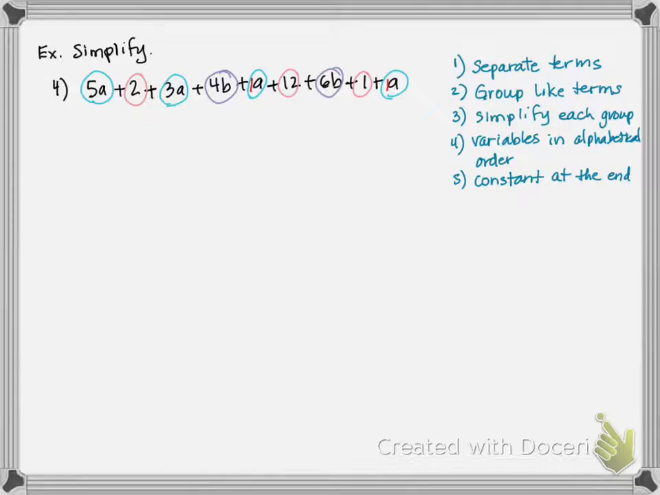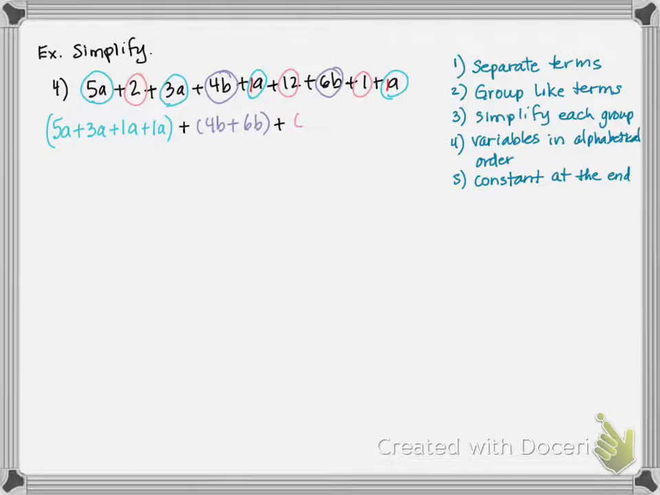Okay, so alpha order means we're going to group the A's together. So I'm going to put 5A plus 3A plus 1A plus 1A. Boom, boom, and put them all together. And then we're going to add to it the next group, and we're going to go with the B's. So I see a 4B and a 6B. Okay, and then we're going to group together the constants.